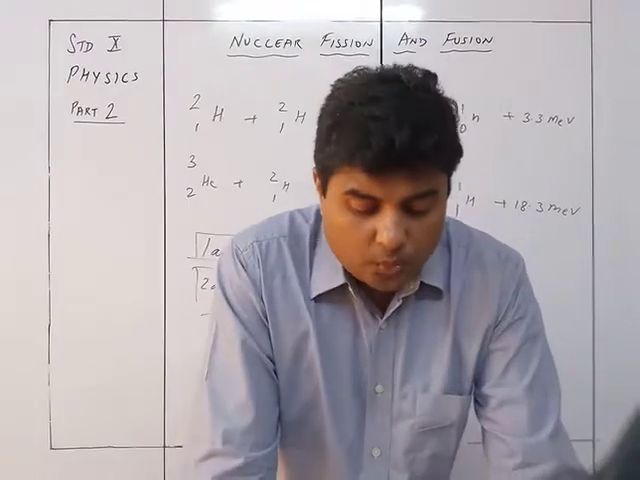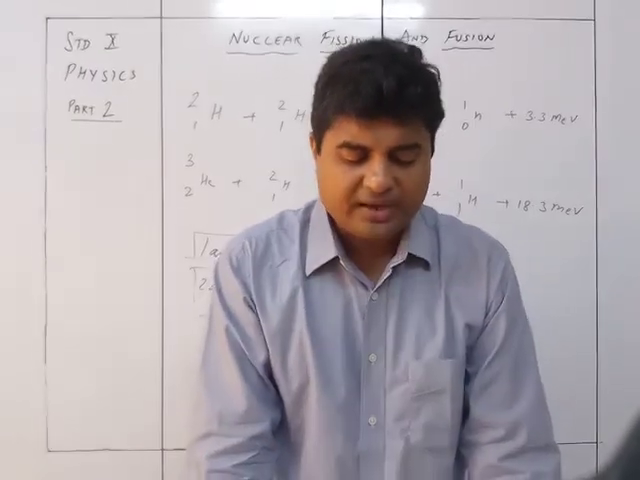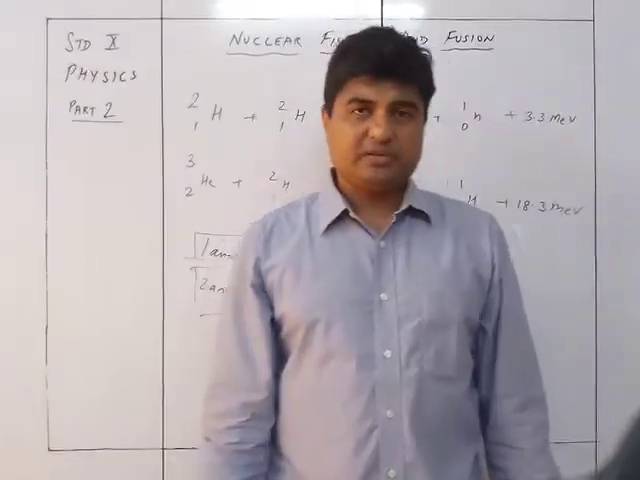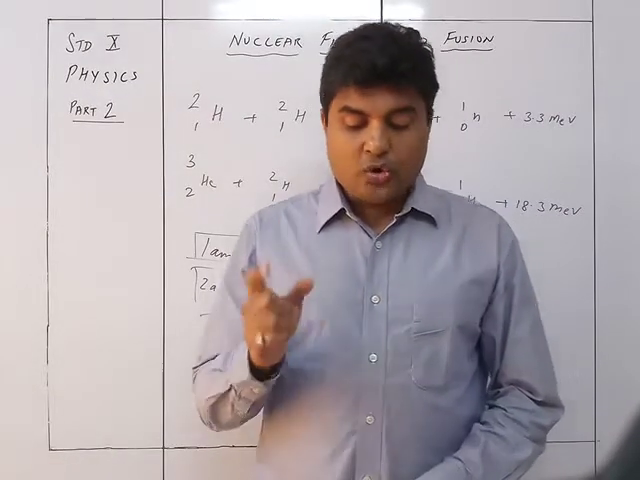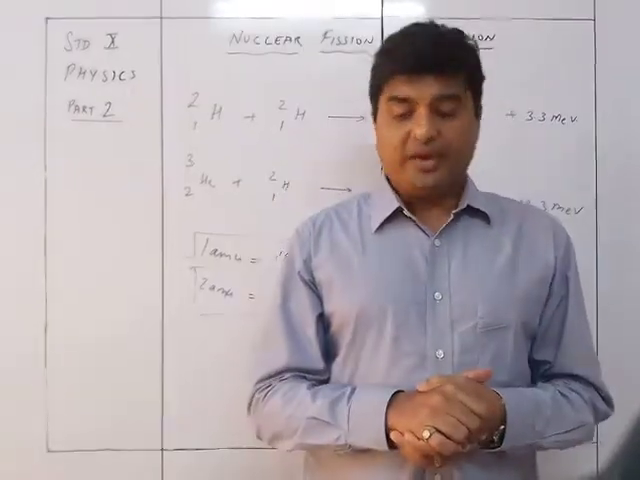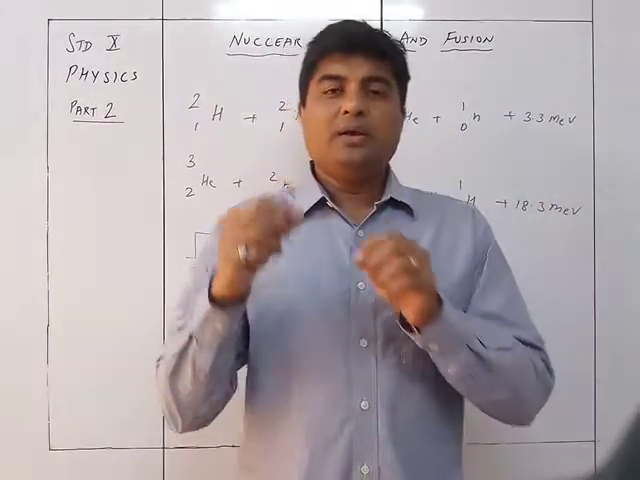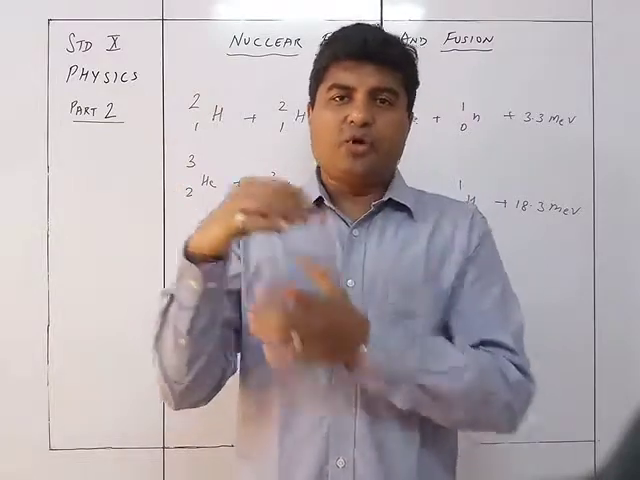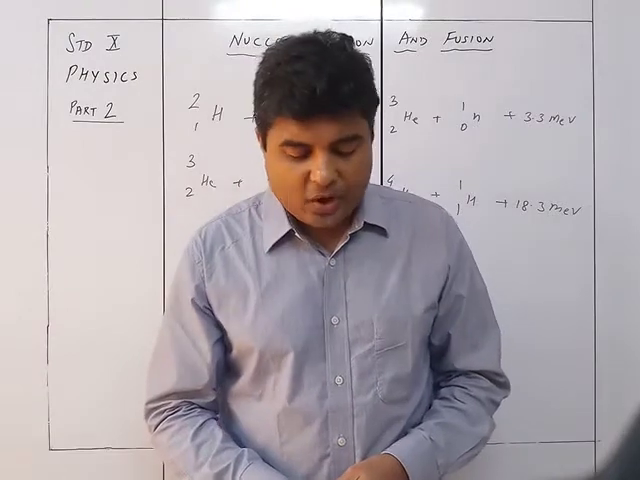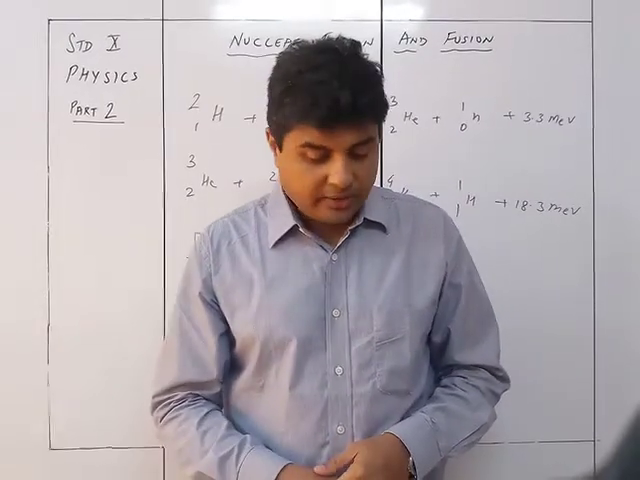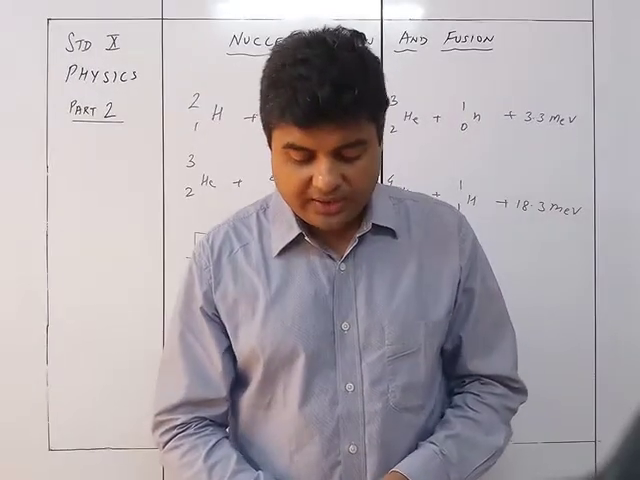In fission, when neutrons are bombarded on a heavy nucleus, it splits into two nearly equal light fragments. In fusion, at a very high temperature and high pressure, two light nuclei combine to form a heavy nucleus. So in fission, a heavy nucleus splits into two equal parts. Here, two light parts combine to form a heavy part. Nuclear fission is possible at ordinary temperature and pressure. Here, nuclear fusion is possible at a very high temperature, 10⁷ Kelvin, and a very high pressure.